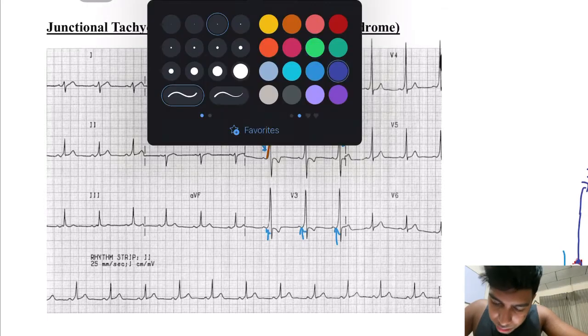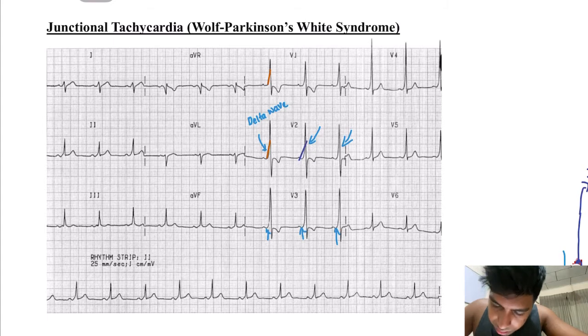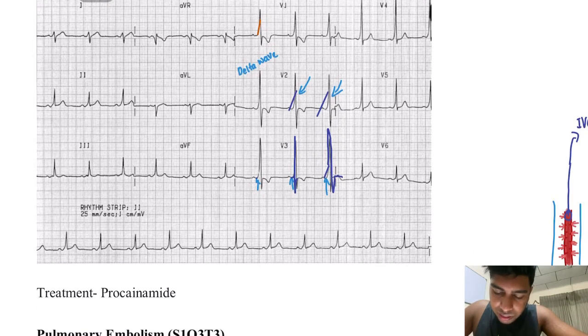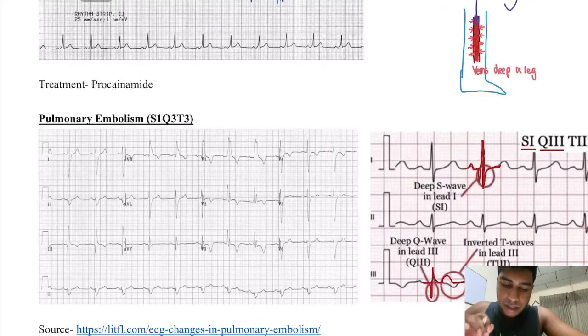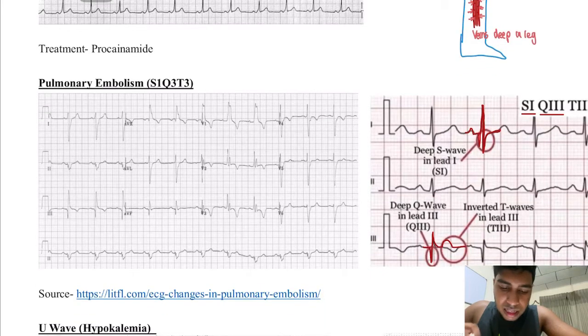Okay, what you need to look for is the delta wave, this wave which causes an angle like this. So usually it's supposed to go up like this and come down, but in this condition it goes up like this and comes down. You can see the slurred R wave. That is called the delta wave, and the treatment for this is procainamide. Just remember that.